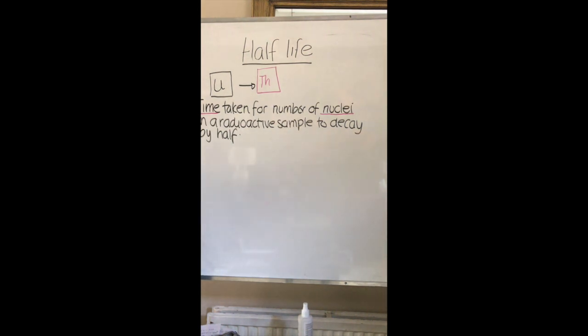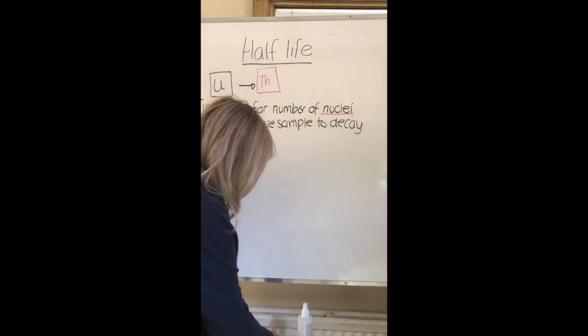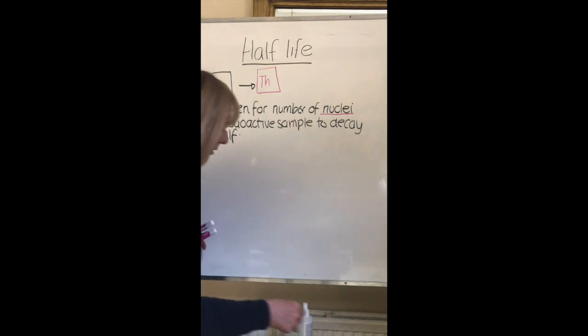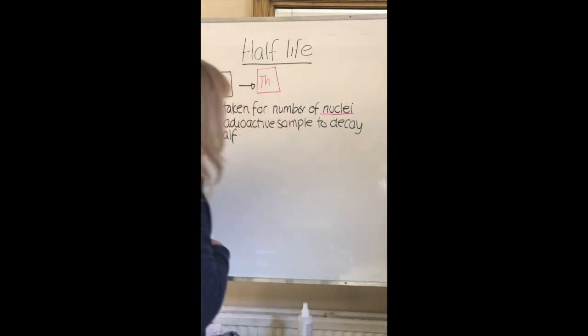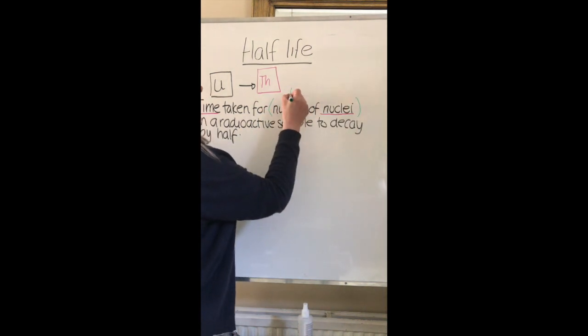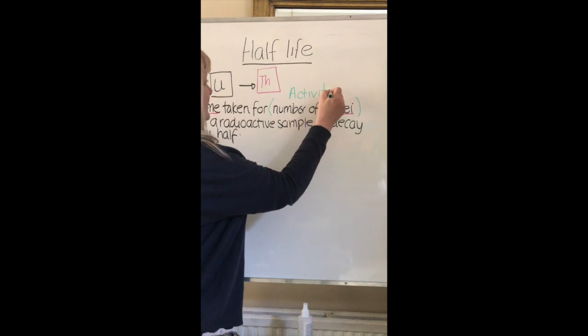You can also use activity, so you can get rid of number of nuclei and substitute that with activity. So it can be the time taken for the activity of a sample to fall by half. So instead of nuclei, we can have activity here. And it's the same thing.